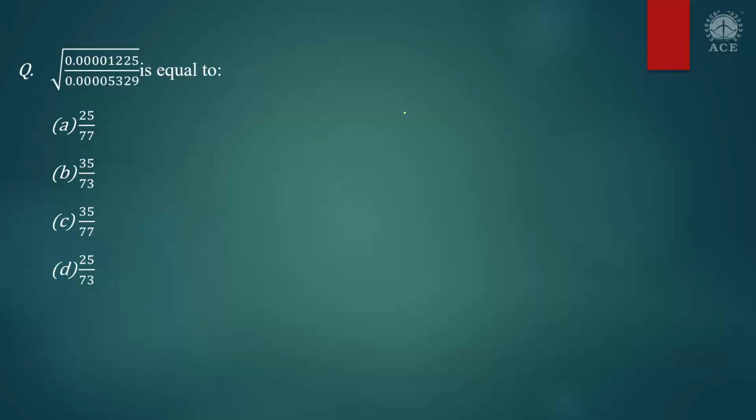Yeah, option B. Excellent, my dear friends. See, I can put this as square root of 1225 divided by 5329. Square root of 1225 is 35. 5329 is 73 actually. It's no, we have a doubt. One minute. Is it 73 or 77? We should decide.